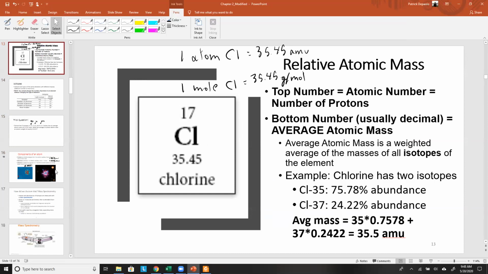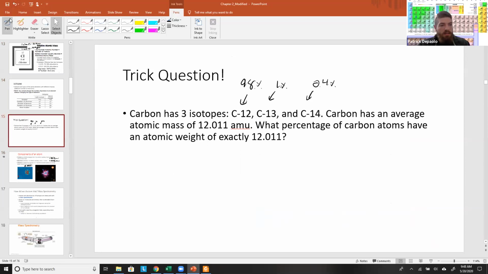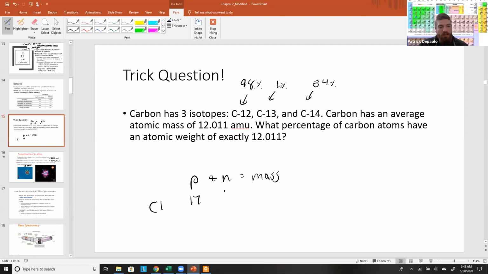And that's not the neutron. So 35 and 37 is the mass. And the mass is going to be, I didn't specifically say it, but I'll write it down. So the mass number for each of the atoms is going to be protons plus neutrons equals mass. Okay. So each chlorine has 17 protons. And then there's 35 and 37. So you're going to have 18 neutrons and 20.